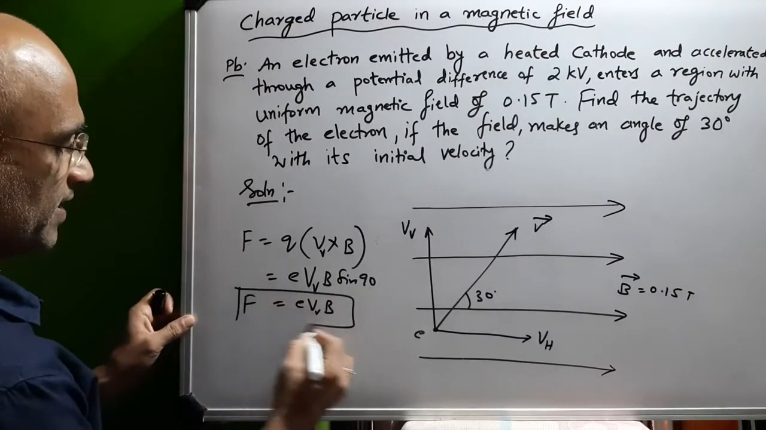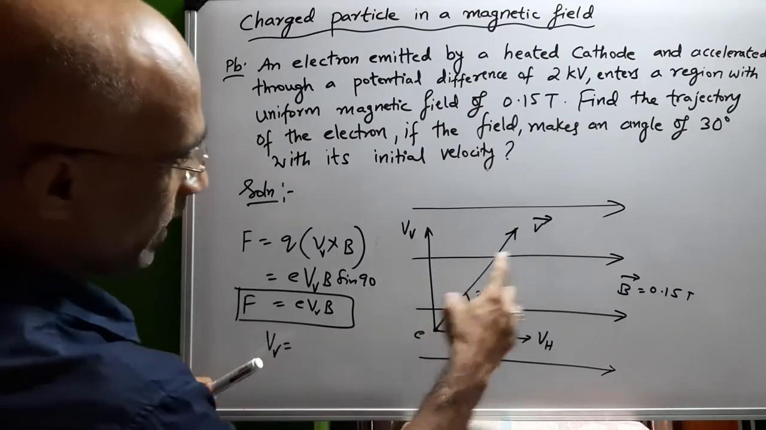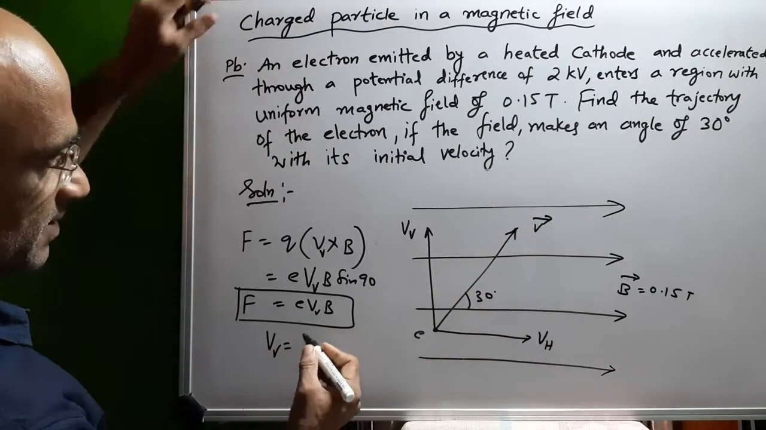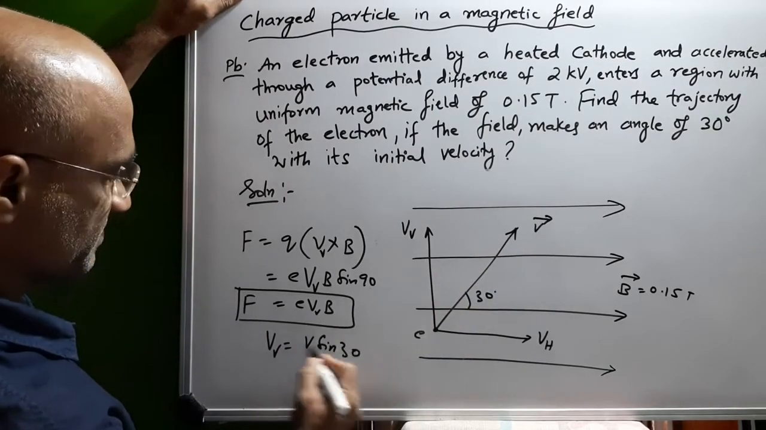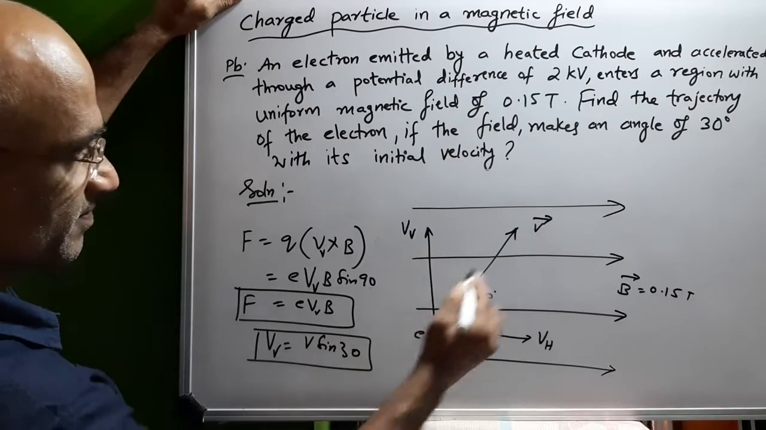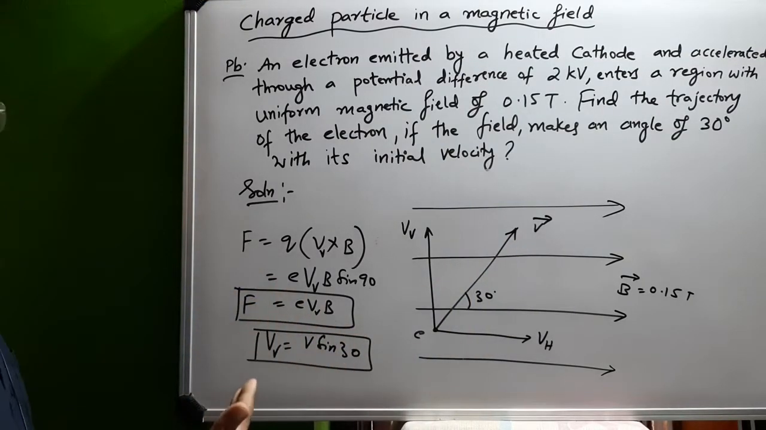Now we will have to find out the value of Vv. Vv, the vertical component, is, very clearly looking at the figure, nothing but V sine 30. So Vv is V sine 30 from the figure after resolution of vectors.